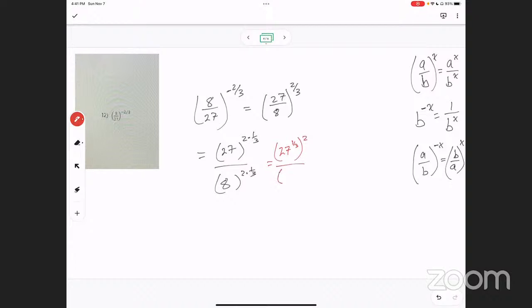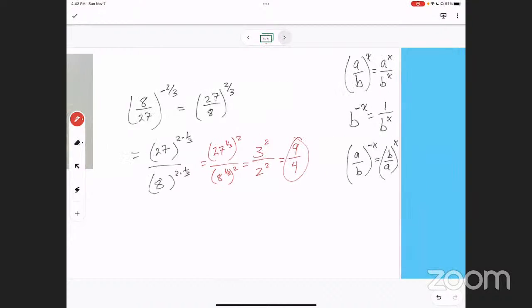So I'm going to rewrite this: 27 to the 1/3 squared. And I'm going to do the same thing with the bottom, 8 to the 1/3 squared. Got it? Like you said, this is 3 squared. And what's 8 to the 1/3? What's the cube root of 8? 2. Good. 2 squared. So this just equals 9/4. Okay. So lots of steps to that one. But it seems like you followed it pretty well.